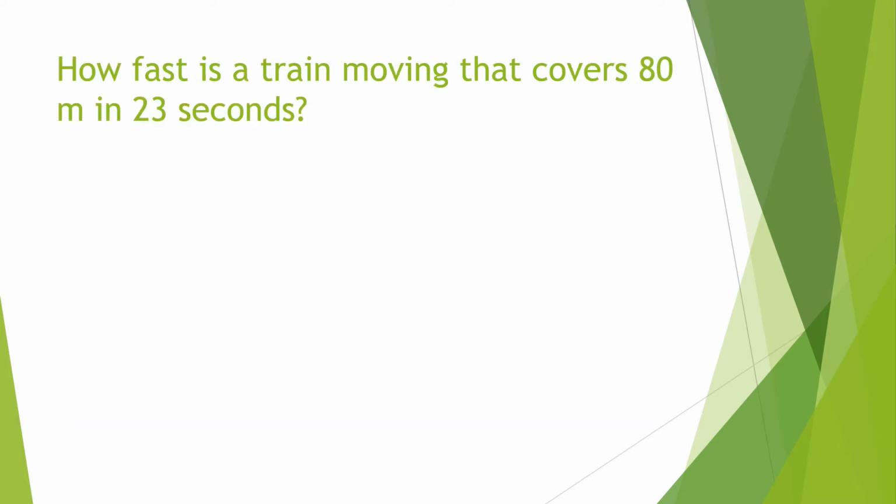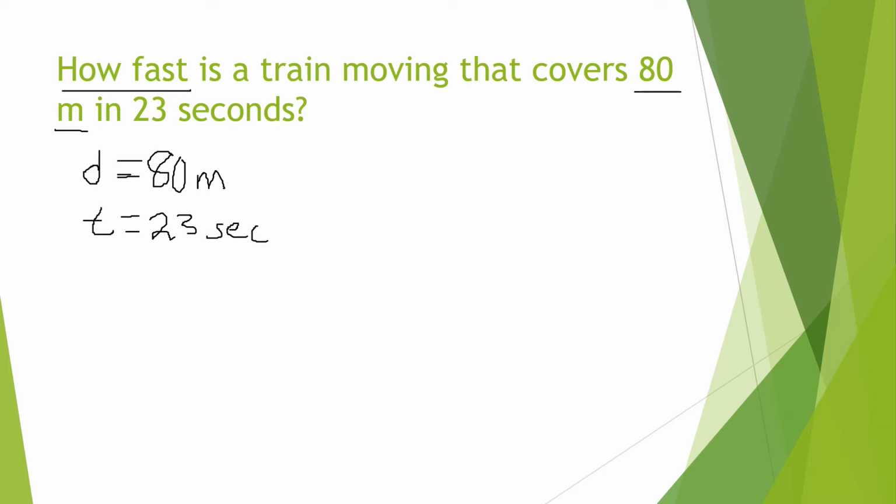So we're going to walk through several questions and see what we can do. This always comes down to the list of variables. How fast? Okay, it says how fast. That means I'm looking for either speed or velocity. But I don't know just from the words how fast, so I'm going to keep reading. How fast is a train moving that covers 80 meters? Okay, 80 meters is a distance. So I'm going to write d equals 80 meters in 23 seconds. Oh, 23 seconds is a time.